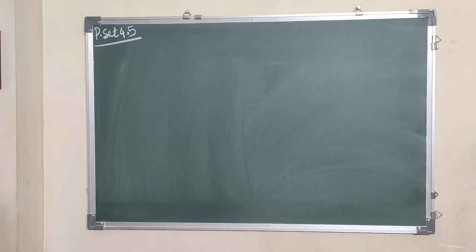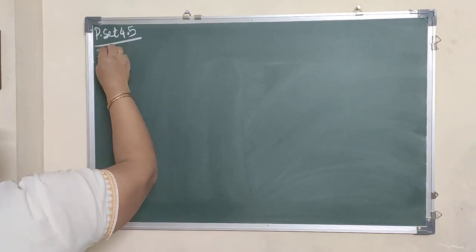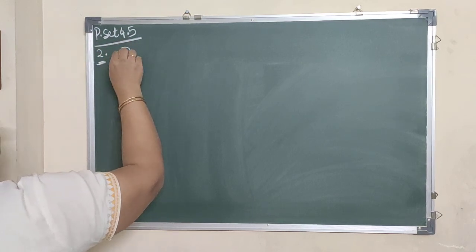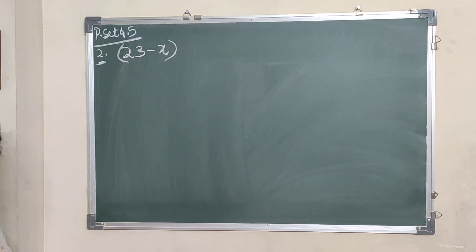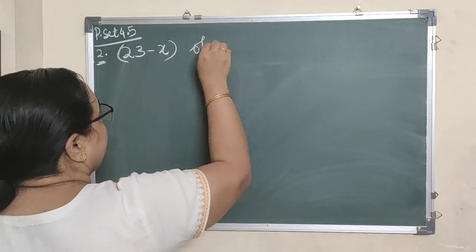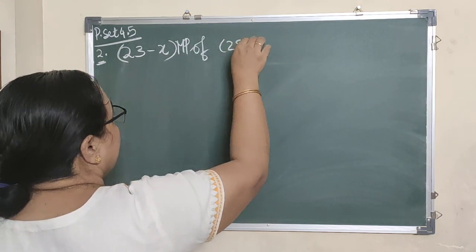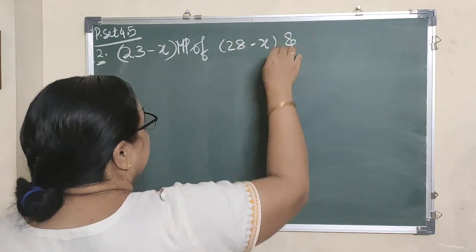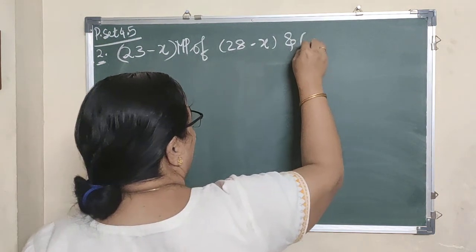So if 23 minus x is the mean proportional of 28 minus x and 19 minus x, then find the value of x.